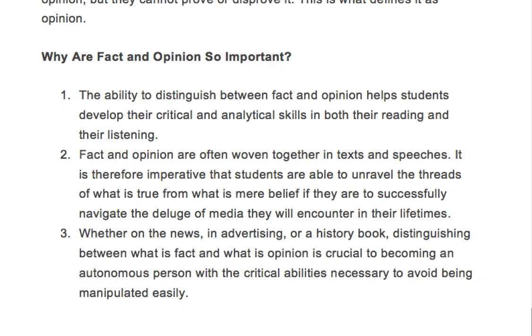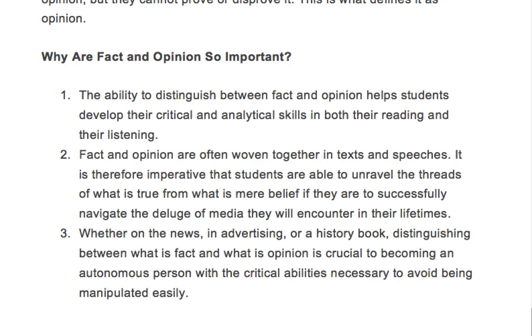So normally, if we read news in the newspaper, fact and opinion are often blended or woven together in the writing, or in the speeches if it is a speech. Therefore, it is imperative for us to be able to see what is true, what is not true. So, what is really true and what is just an opinion or assumption. So, what is true from what is just a belief.